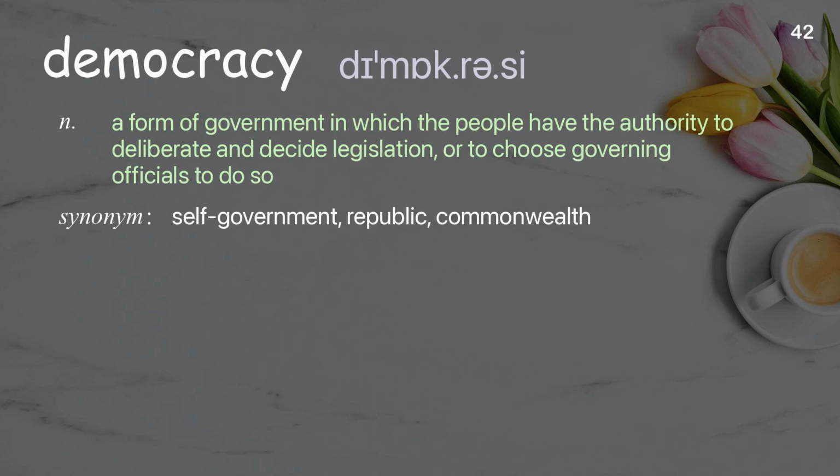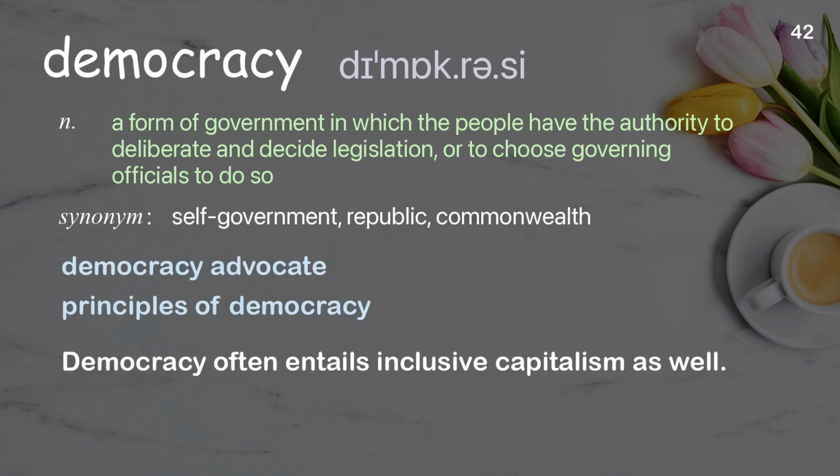Democracy: a form of government in which the people have the authority to deliberate and decide legislation, or to choose governing officials to do so. Examples: democracy advocate. Principles of democracy. Democracy often entails inclusive capitalism as well.